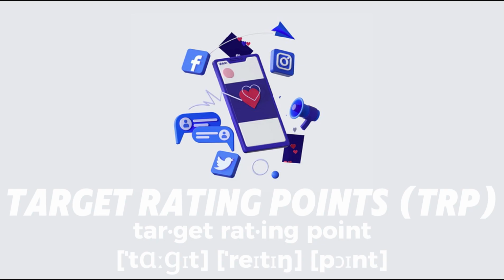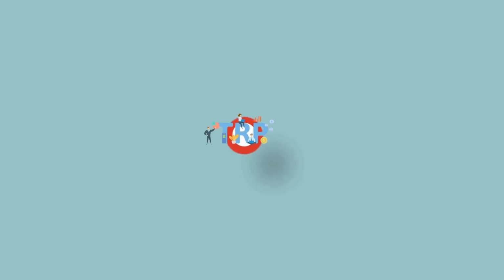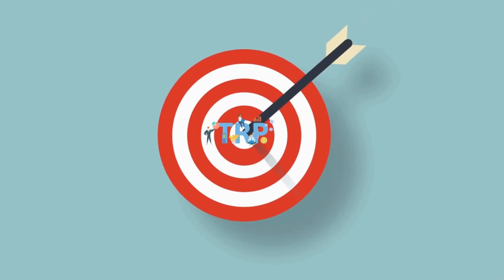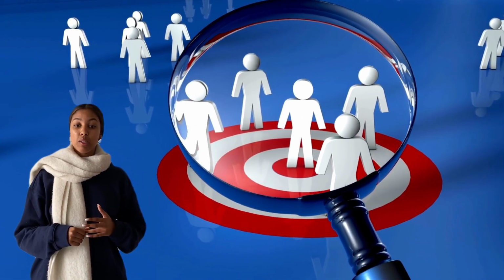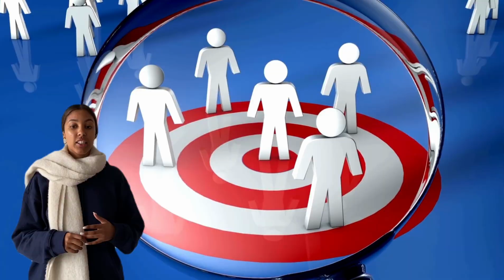Secondly, target rating points, TRPs. Now, let's get a bit more targeted with our TRPs. These measure how well your ad reaches specific target audiences. It's calculated similarly to GRPs, but focuses on the percentage of your chosen demographic.